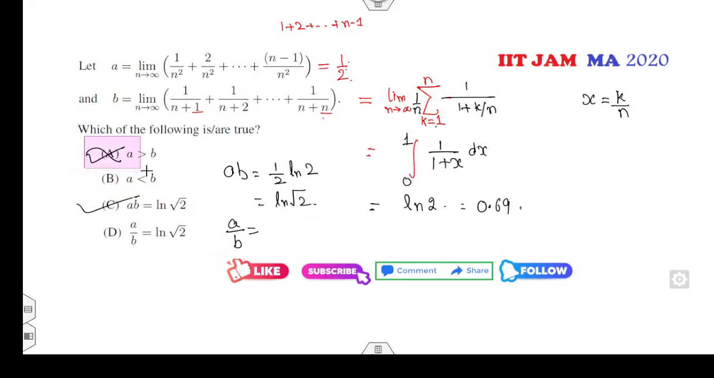Sorry, it is option B. Between A and B, A is not greater than, but B is greater than A. What is the A over B? Half over ln 2. That will be 1 over ln 4. Fine, but it is not. So the right answers are B and D.